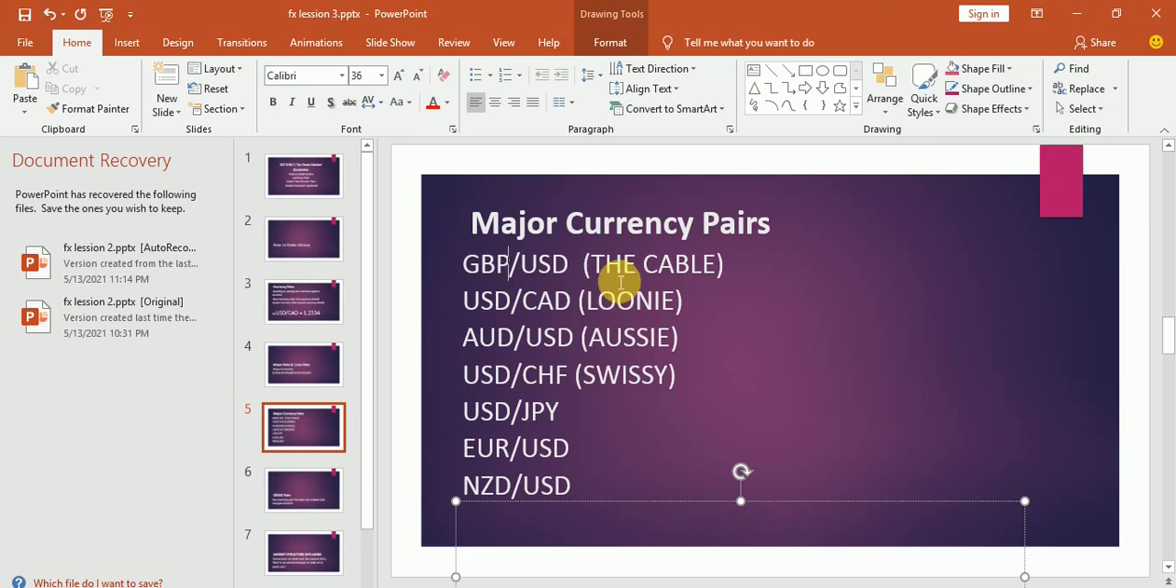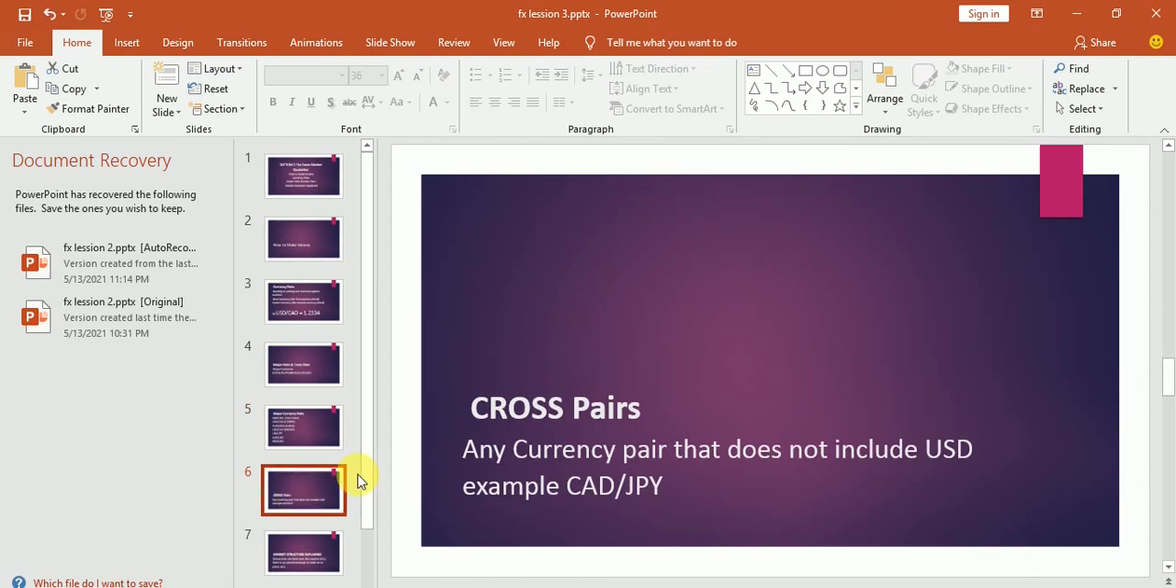Don't forget to watch this video over and over again to be able to master this before we move into trading forex. So these are known as the major currency pairs. Now since you know the major currency pairs, it will be very simple for you to know about the other one. A cross pair is any currency pair that does not include US dollar, like this example, Canadian dollar paired with Japanese yen. There is no US dollar in this currency pair.